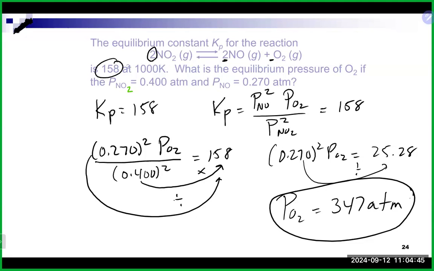Question on that? So here we can see that we have a Kp value of 158, which is a fairly large value, right? Which means we should have a lot of products at equilibrium. And that would include our O2, which is a product, which obviously is supplying a good amount of pressure in that particular case. Any questions on that there? All right. I think it's a good place to wrap it up here.